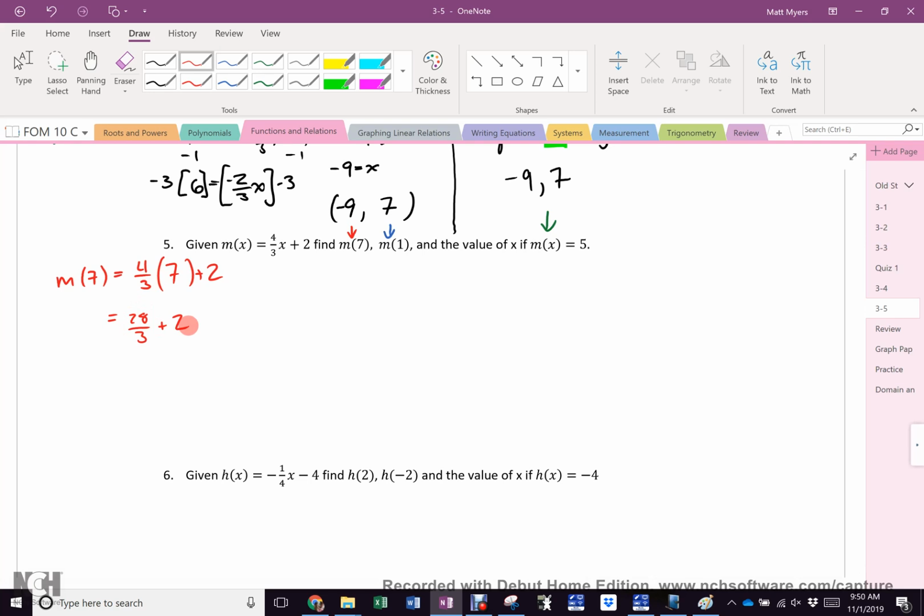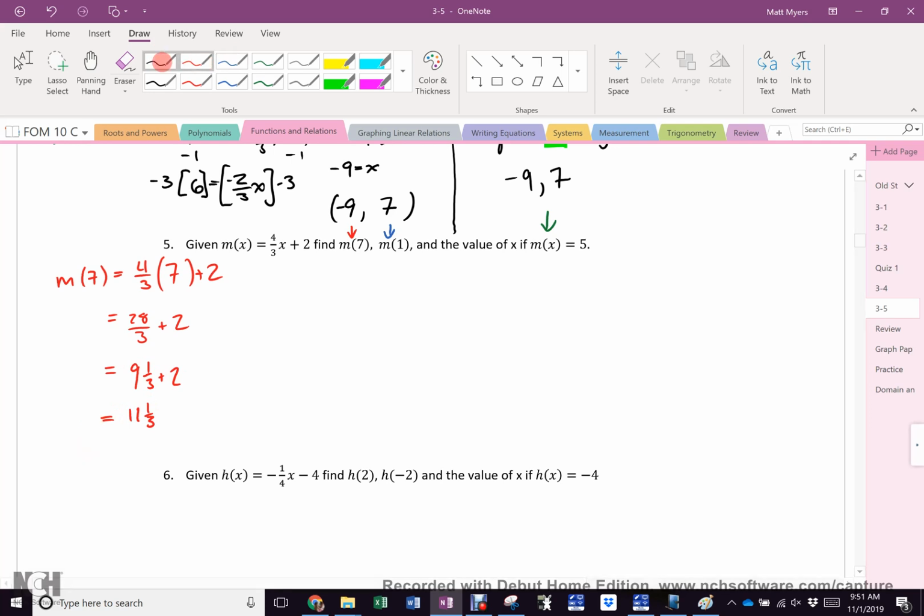Except it shouldn't. Because how many 3s go into 28? 9, with how many 3s left over? 1. So that is 9 1/3 plus 2, isn't it? What is 9 plus 2? 11. So what is 9 1/3 plus 2? 11 1/3.